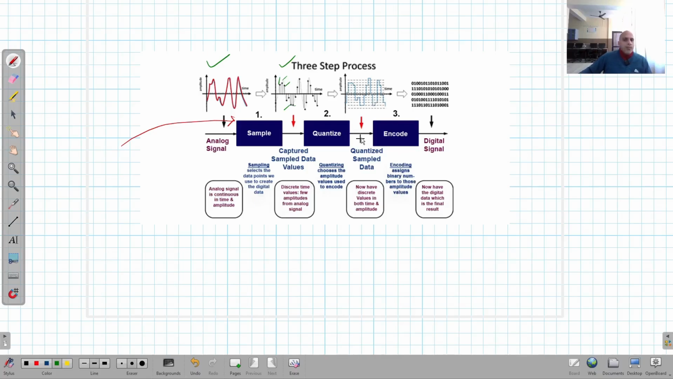We will discuss all these 3 processes one by one in this course. We will start with sampling, then quantization, and then encoding. Finally, we will have this digital information in the form of binary numbers, 0s and 1s. Then this signal is transmitted by the antenna, and at the other end it is received by the antenna, and after processing, we recover the original information. So this is the 3-step process shown here.